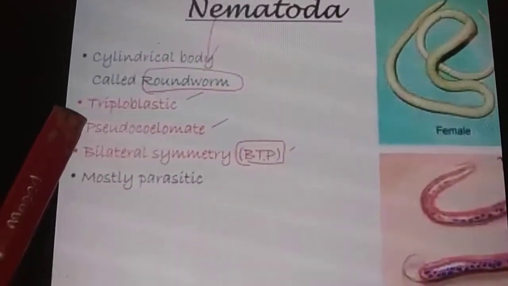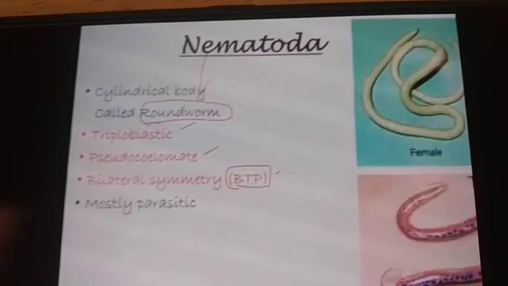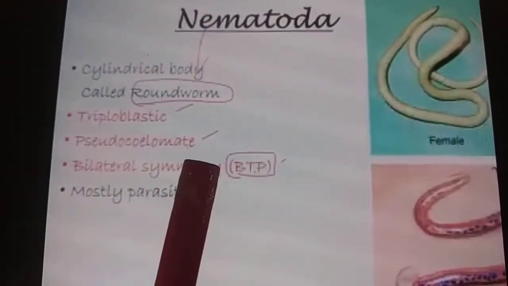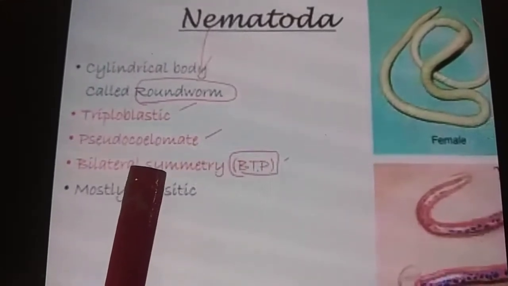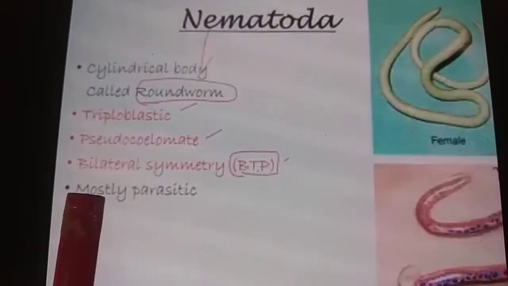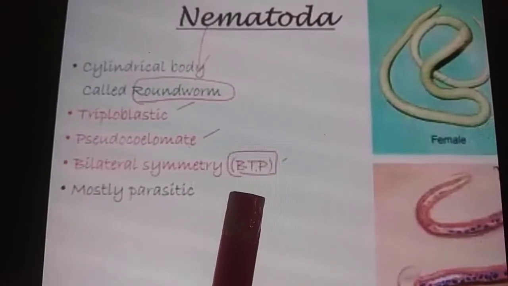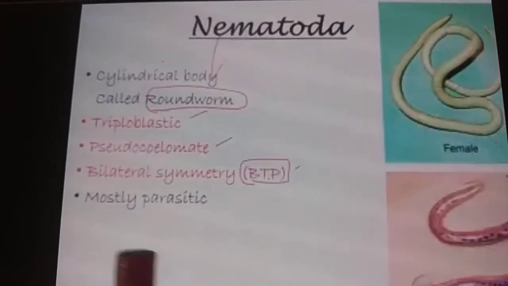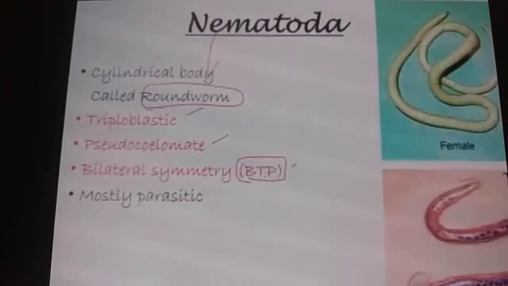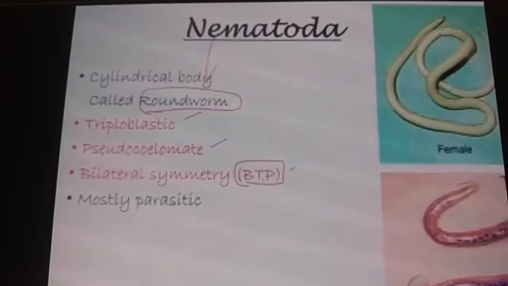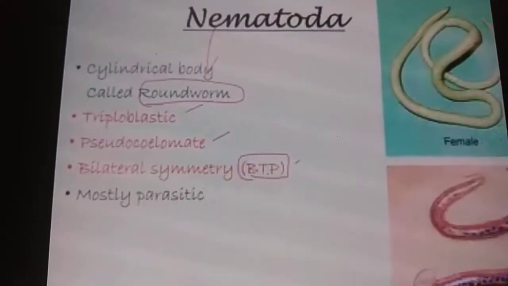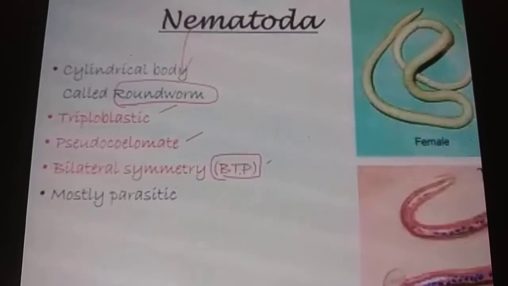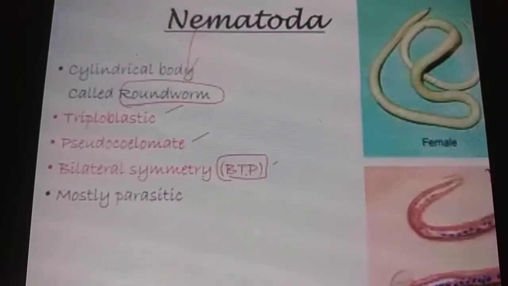And these are triploblastic, means 3 layers are there. Then pseudocoelomate. What is pseudocoelomate? False body cavity. Then bilateral symmetry, so exactly opposite symmetry is there. It is bilateral. Mostly parasitic. It will depend on other organisms for their food. Examples here are roundworm, then pinworms. These are the examples of Nematoda.